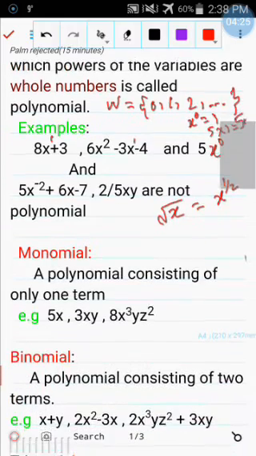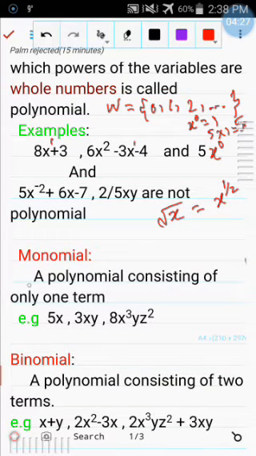Next, we will discuss types of polynomial. The first one is monomial. What is a monomial? A polynomial consisting of only one term. For example, 5x consists of one term, 3xy consists of one term, and 8x³yz² is also a monomial because it consists of only one term.